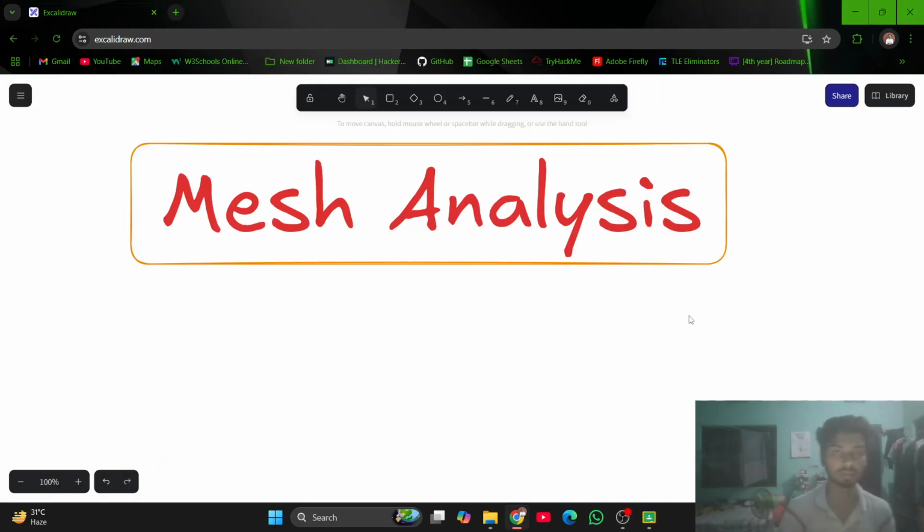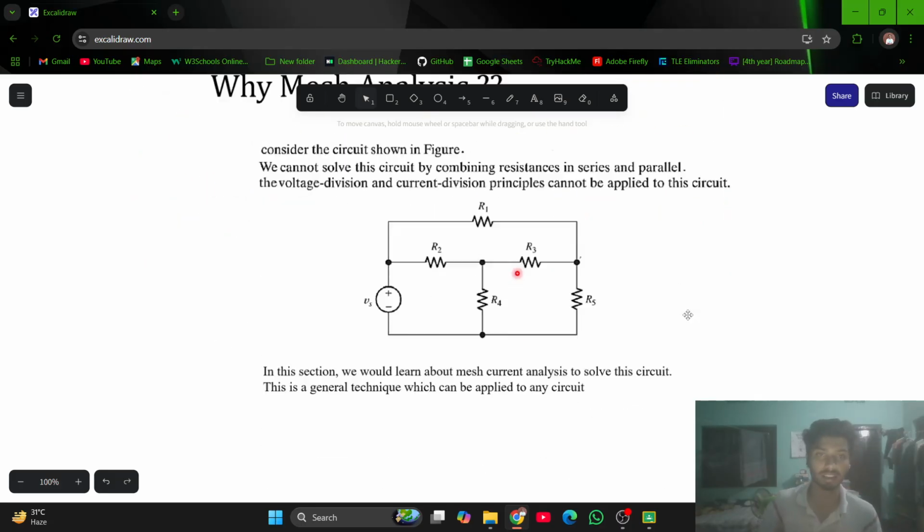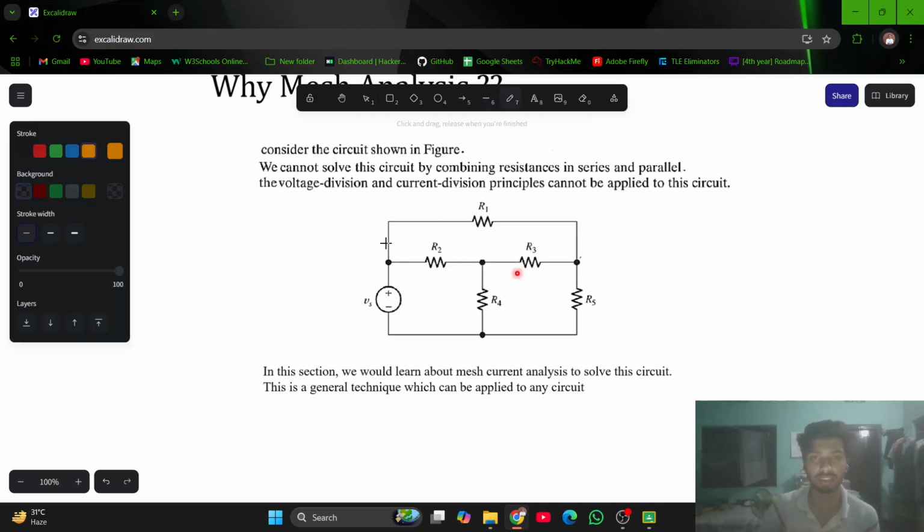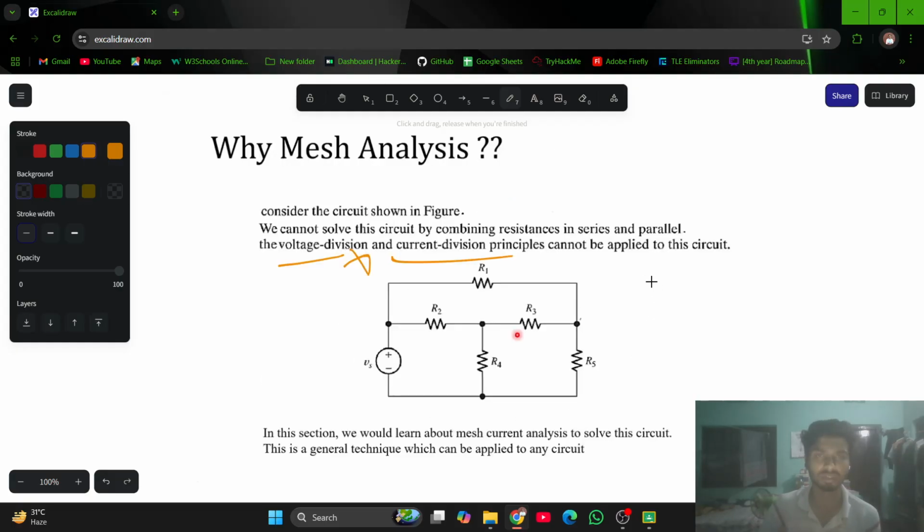So in this video, I'm going to cover a very interesting topic, which is called mesh analysis. Before knowing how to apply mesh analysis on a circuit, we have to know what the need for mesh analysis is. In this case, we have a complex circuit, so here we cannot apply any series-parallel equation, current divider law, or voltage divider law. So now the question is, if we have that type of complex circuit, what should we do? How can we solve it? If we have this type of complex circuit, we can easily solve it by using mesh analysis.